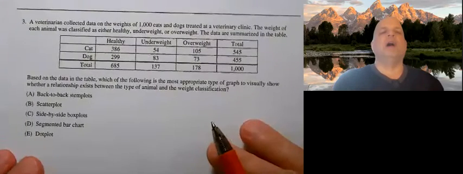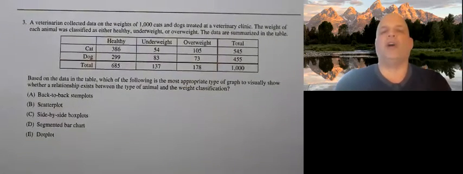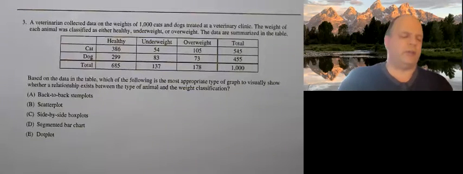All right. A veterinarian collected data on the weights of 1,000 cats and dogs treated at a veterinarian clinic. The weight of each animal was classified as healthy, underweight, or overweight. The data are summarized in the table. Based on the table, which of the following is the most appropriate type of graph to visually show whether there is a relationship between the type of animal and weight classification?